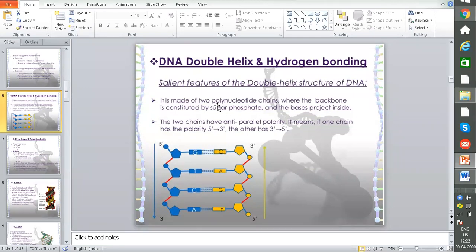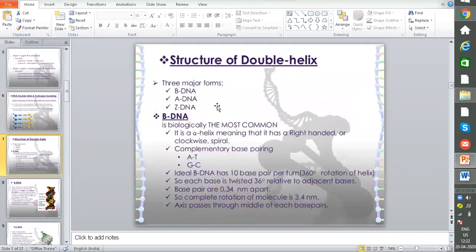So this is about the DNA double helix structure, which was proposed by Watson and Crick. And here are the types of DNA: bDNA, aDNA, and zDNA. First one is bDNA, which is biologically the most common DNA. We have three important DNAs, but mostly we see bDNA, which has an alpha helix, that is a secondary structure. It is right-handed, curled in a right-handed direction, a clockwise spiral.